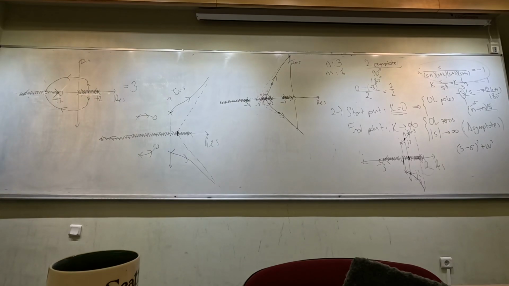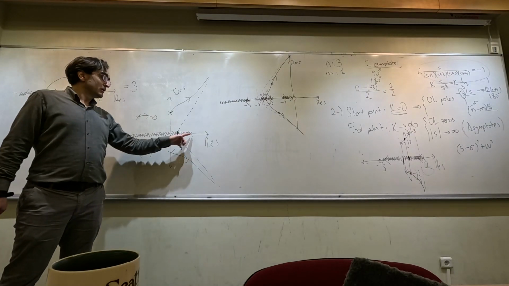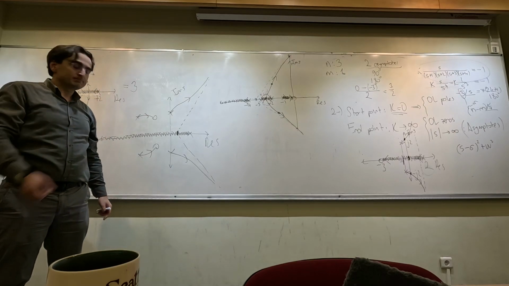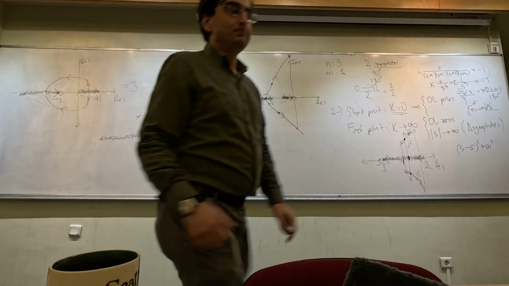What can you say about the stability of the system for positive k values? It is always unstable because of this pole and these two poles going in that direction. Okay? That's all for today. Thank you very much.